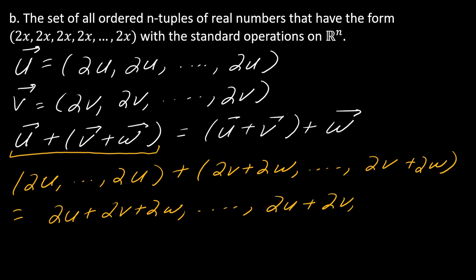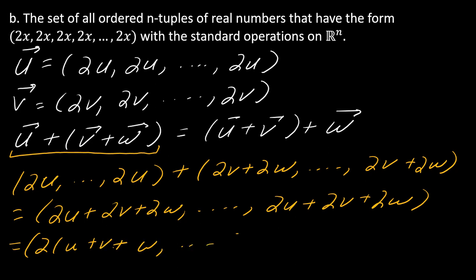And of course, this still fits the format because I can factor the 2 out for each one of these n-tuples. So this is what one side equals.